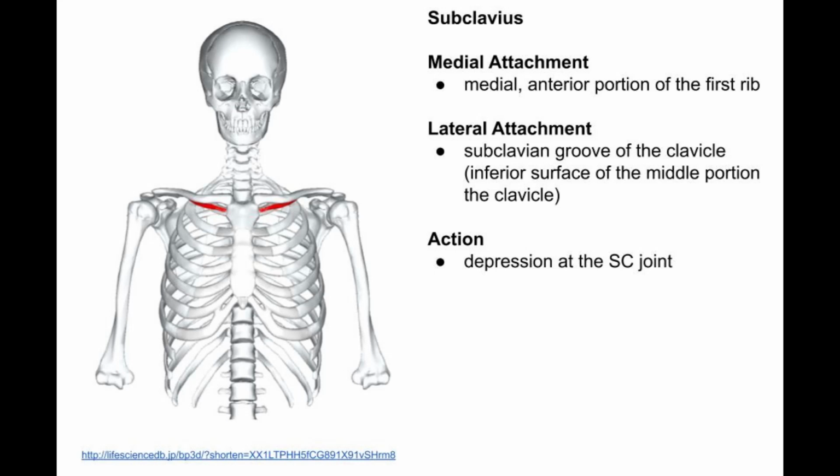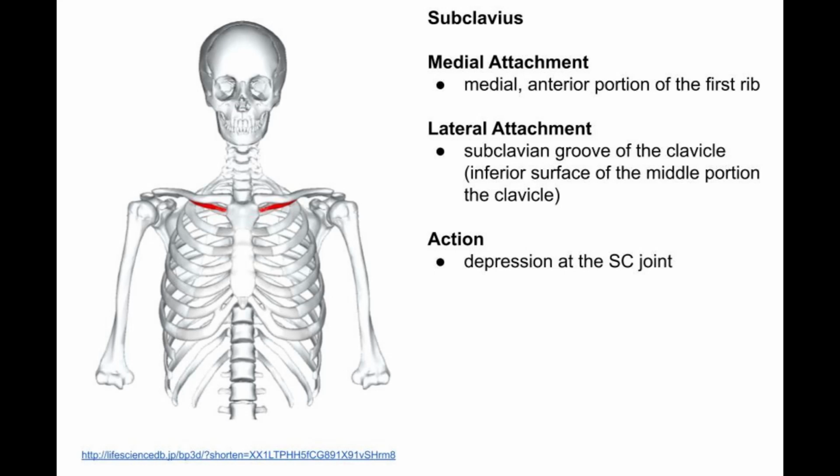Here we have subclavius, literally meaning under the clavicle. It has a medial attachment on the medial anterior portion of the first rib. Occasionally you may see the attachment as the manubrium or including the first rib and the manubrium. Laterally, it attaches to the subclavian groove of the clavicle, and that is along the inferior surface of the middle portion of the clavicle.